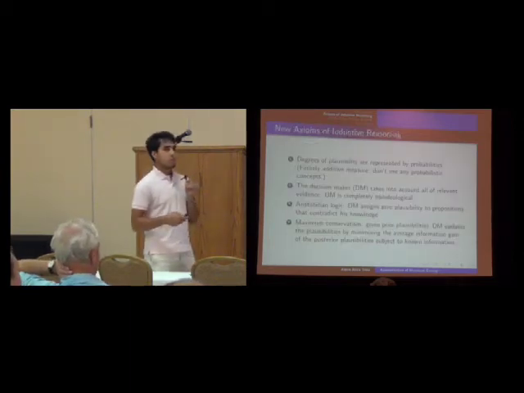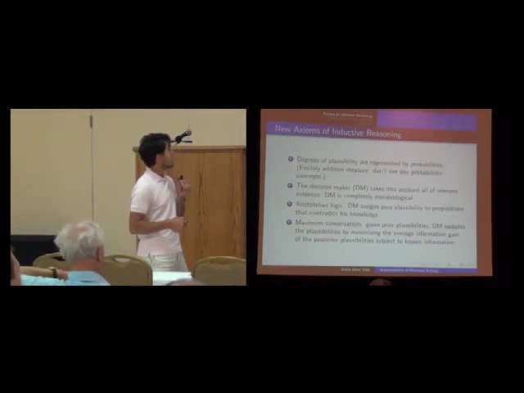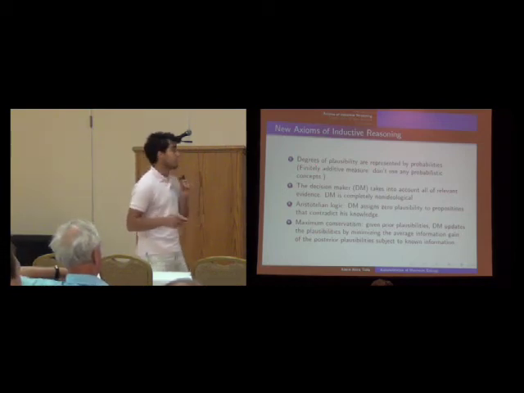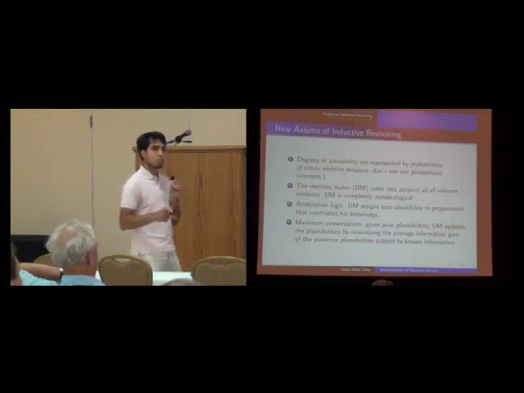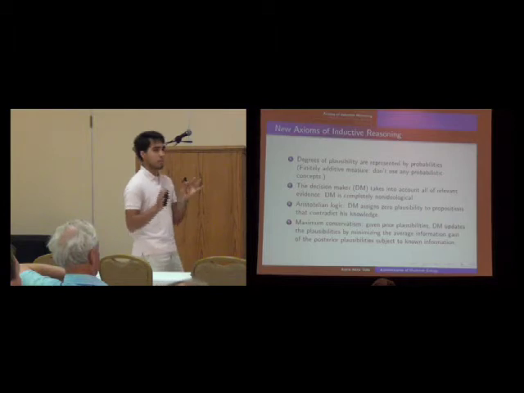So, once we have the measure of average information gain, we can use it to update the beliefs. So the axioms to update are, here comes the first axiom, degrees of plausibilities are represented by probabilities. But here, the important point is that by probability, I don't mean to use the product rule. It's just a finitely additive measure. So I can add, but I don't say if two propositions are independent, I can multiply them. I don't say that. That's a theorem. It's not an assumption.